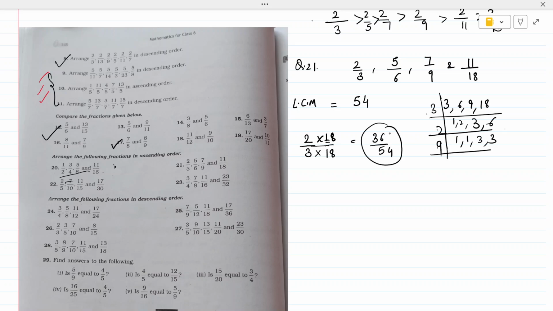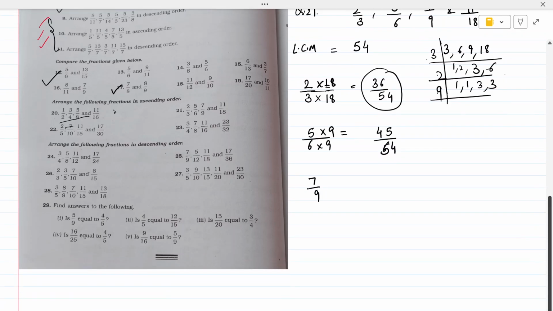This is one fraction. Second, we have 5 by 6, right? So with 6, we have to multiply with 9 here to make it 54. 9 also here. This will be 45 by 54. Next one, 7 by 9. So 7 by 9 here, what do we have to do? Multiply the numerator and denominator both with 6. This will be 42 by 54.